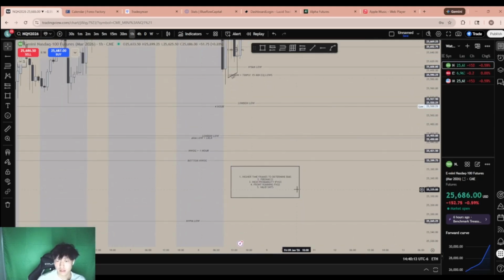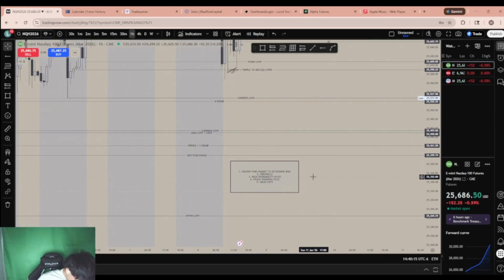So these are kind of all the same idea. It depends on your draw on liquidity and your liquidity sweep that just happened. This is literally the one thing that you need in trading, and it's just liquidity.